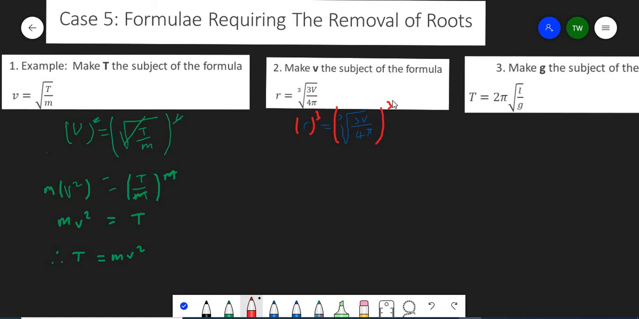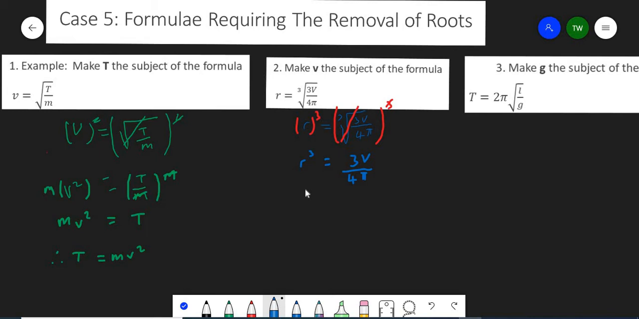So note there that this 3 here will cancel out the cube root sign. So what you are left back with on the right hand side here is just 3v all over 4 pi. And on the right, what you have is just r raised to the 3rd power.